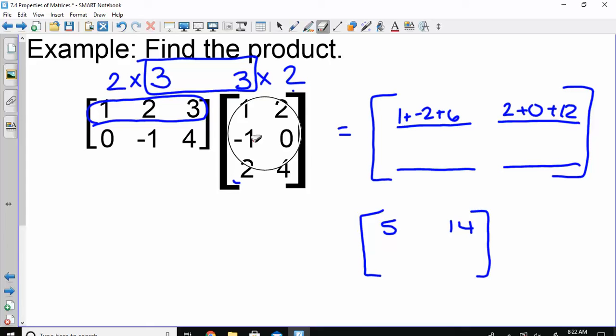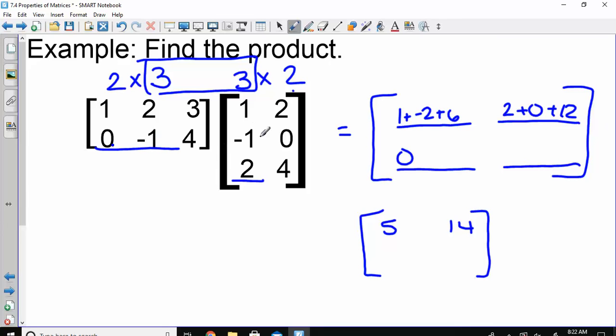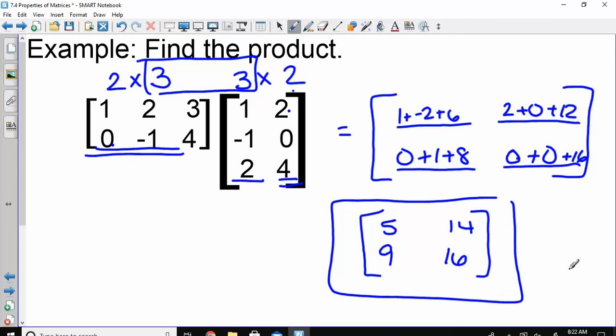Alright, next we are in row 2, column 1. So row 2, column 1, we get 0 plus 1 plus 8, which is a 9. Row 2, column 2, so 2 times 0 is 0. Negative 1 times 0 is 0. 4 times 4 is 16. And that gives us a 16. So that's our final answer.